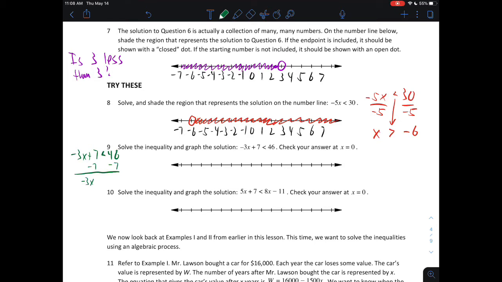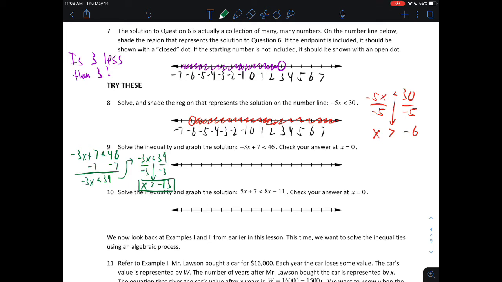I'm just subtracting. I'm not doing any multiplication, so I'm not going to change that inequality. Adding and subtracting doesn't change the inequality. Only multiplying and dividing do we have to think about that. 46 minus 7 is 39. So now, what would I do to get x all by itself? I have to divide by negative 3. That leaves me with x. 39 divided by negative 3 is negative 13. I divided by a negative, so I have to switch or reverse the inequality symbol. So x greater than negative 13 is my solution, and now we have to graph that.